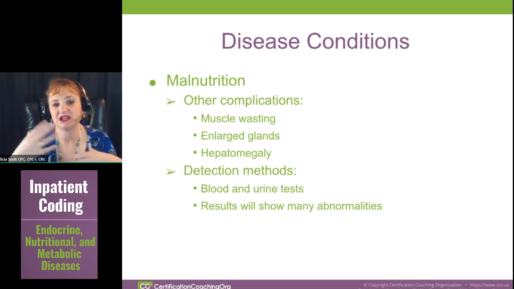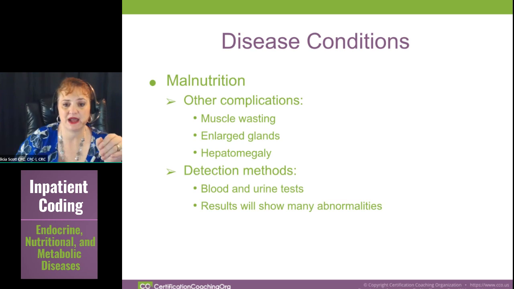Enlarged glands, because the glands are working overtime, and you can have hepatomegaly, which means the liver is enlarged. The liver is trying to produce more blood cells. How do we test this? Usually we can find out because of lab results, blood and urine tests, and they're going to show all these abnormalities in the body.